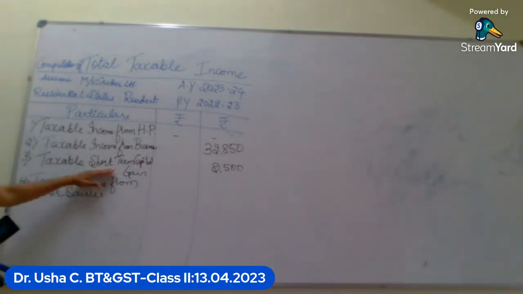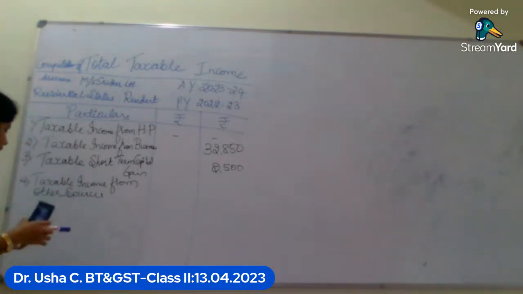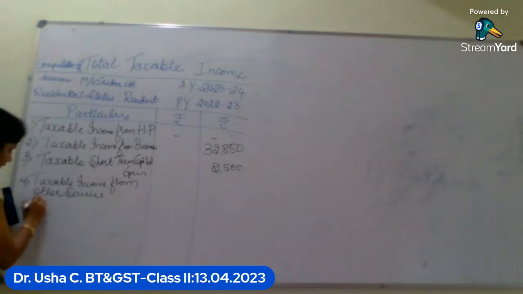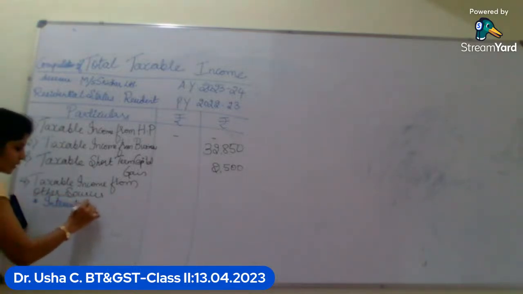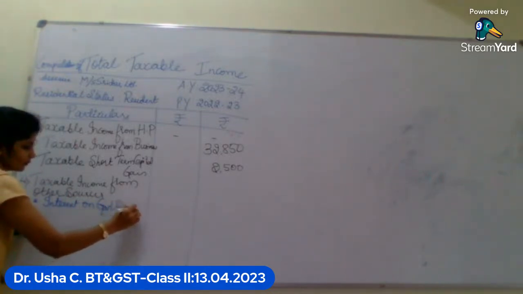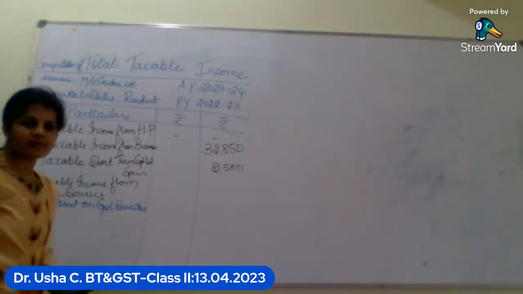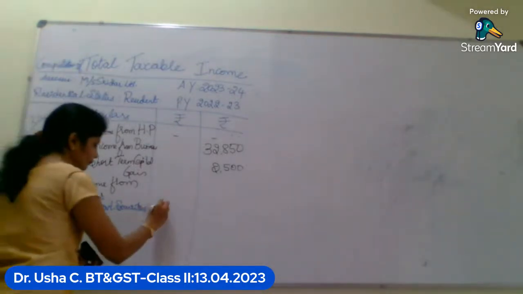Next is taxable short-term capital gain. This interest on short-term capital gain is also not considered under the head capital gain. Then it will be taxable under the head income from other sources. What is that amount? Interest on government securities. What is the amount of interest on government securities? 4,150.